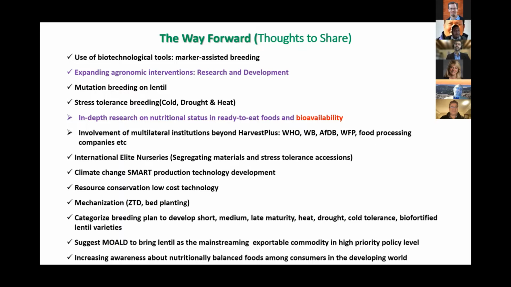And then we also need to mechanize farming, then categorize the breeding plan into different stages and different types of varieties. And mostly we suggest that the Ministry of Agriculture and Development bring lentil in as a mainstream national commodity at the policy level. Thank you.